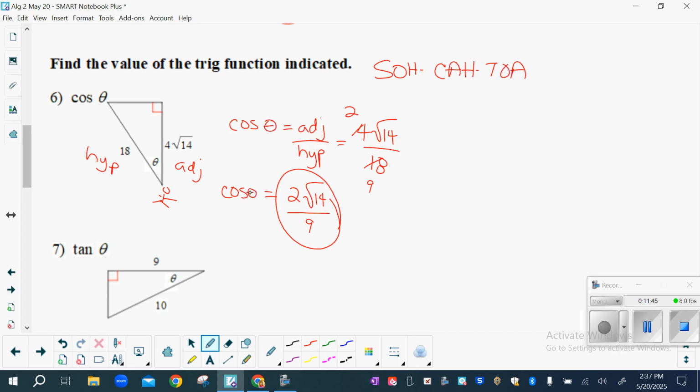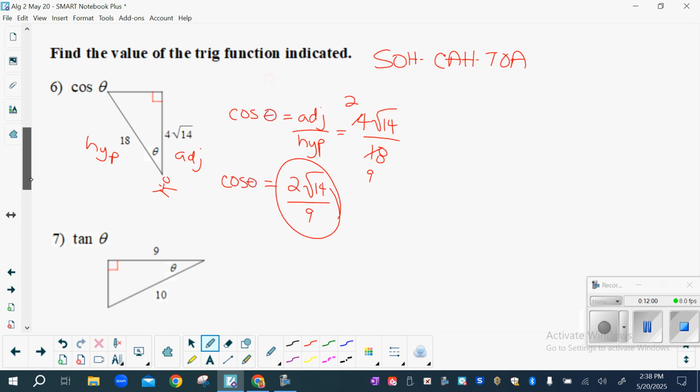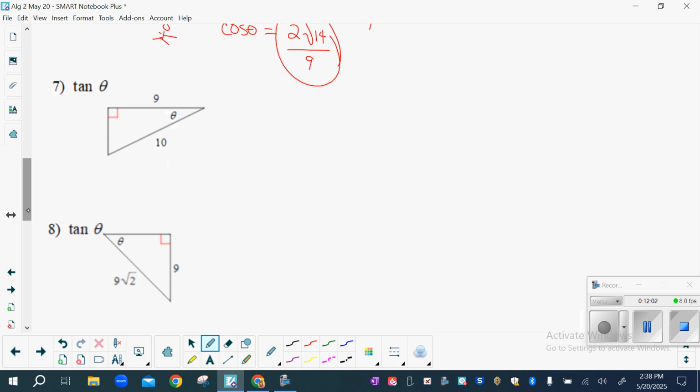We are finding that trig ratio of cosine theta. Do you understand the difference? Because it's really easy to get them mixed up when we put them together. Okay, so we are finding tangent theta on number 7. Tangent is opposite over adjacent.